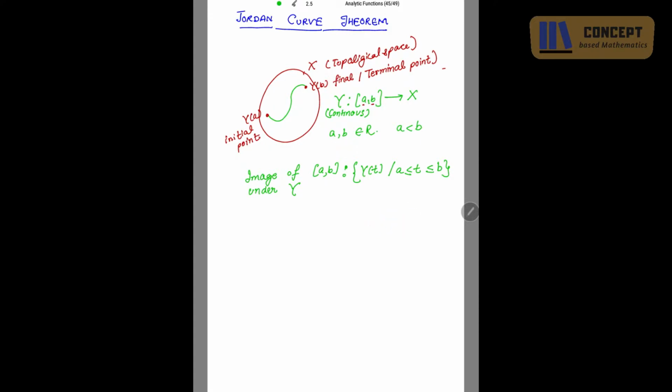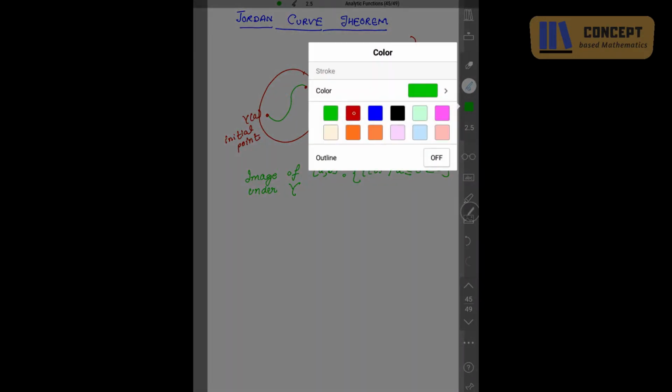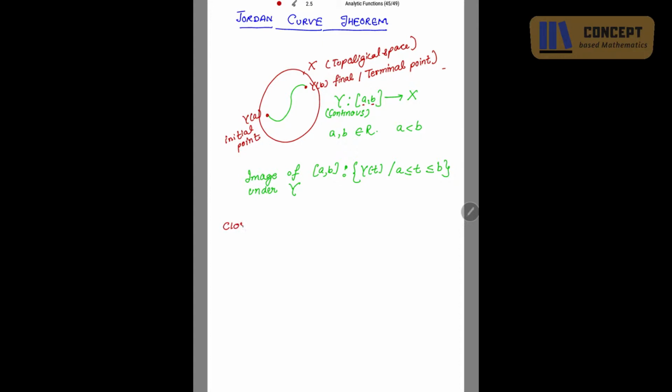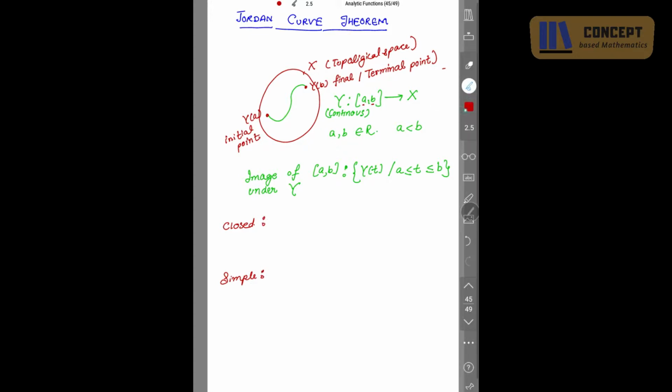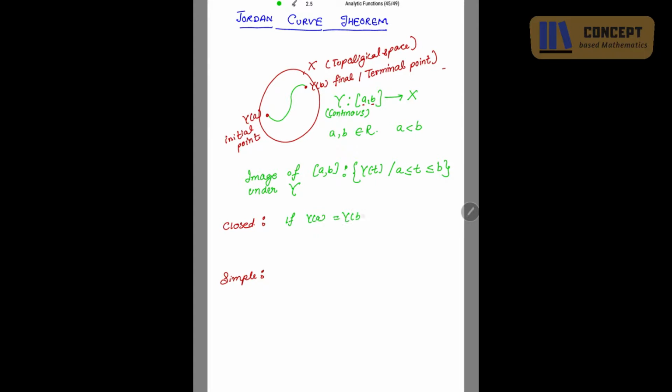Okay. Now when is the curve said to be closed, or when is the curve said to be simple? Closed and simple. So the curve is said to be closed if these two points join together. That is, gamma of a should be equal to gamma of b.